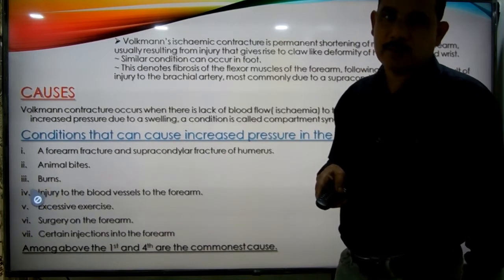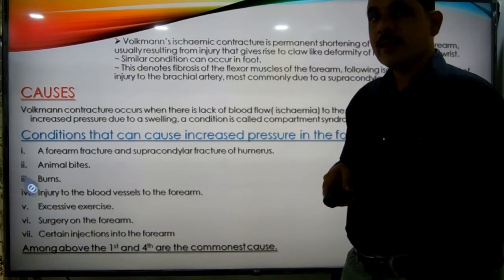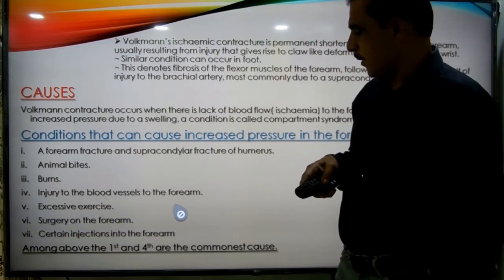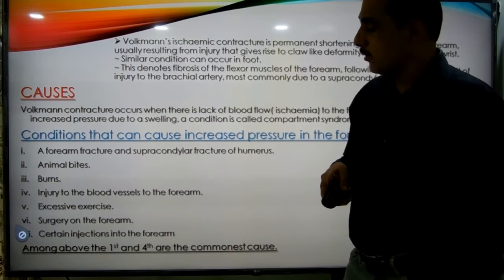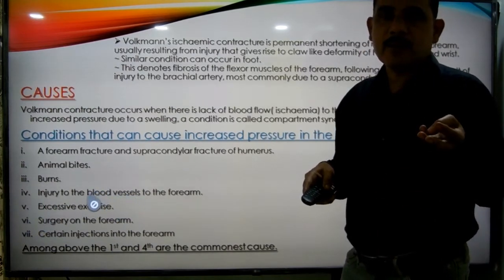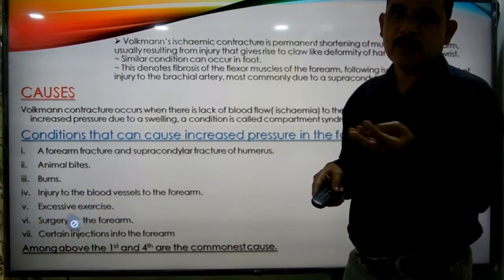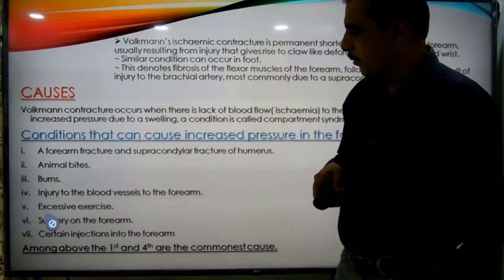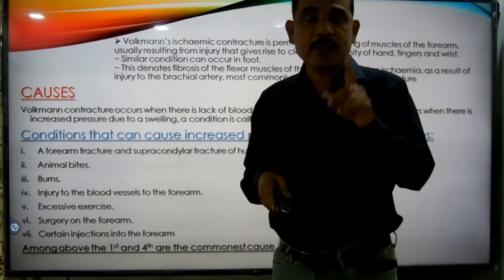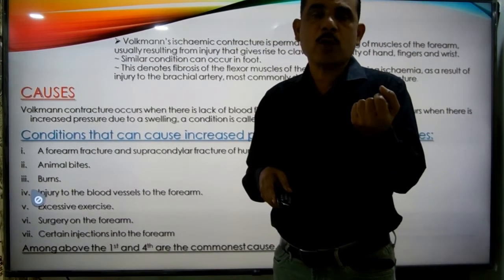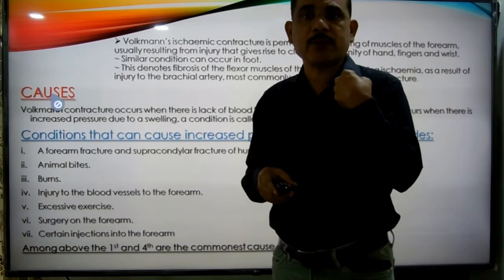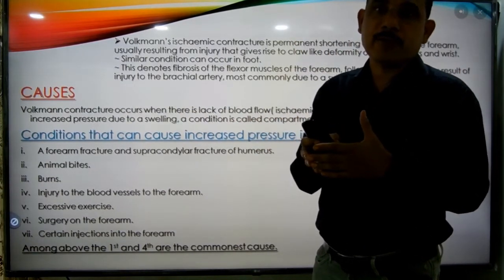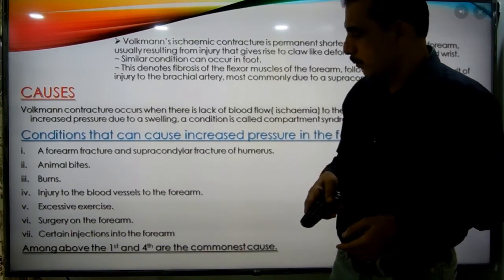Then in case of burns, the contraction commonly occurs also. Then injury to the blood vessels of the forearm, that is either the brachial artery or the ulnar artery, may get injured and they will diminish blood supply. Excessive exercise also causes the contraction. If you do excessive exercise, it causes more stretching of the muscles and injury to them, and results in fibrosis of that muscle.